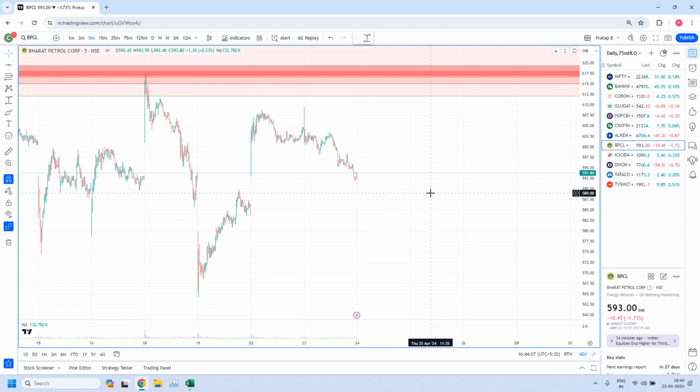We never know how many times the zone will be tested. Some zones are tested 2 times or 3 times or 4 times. Some zones even 15, 16 times they are tested, we have seen.